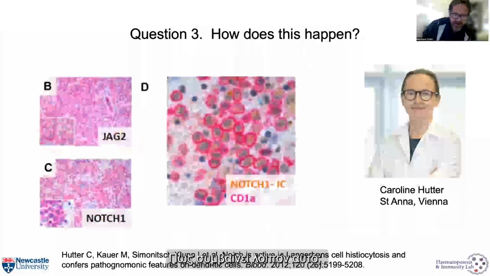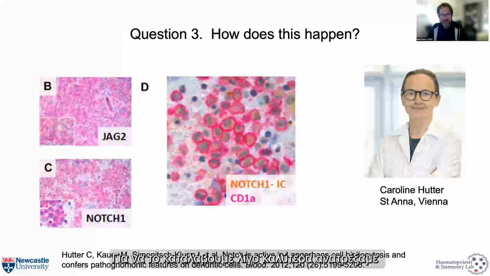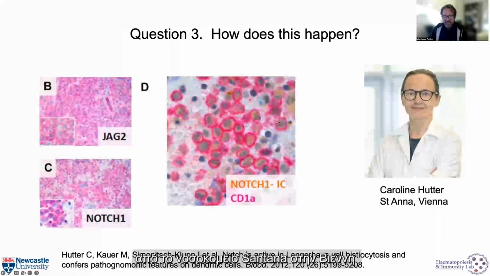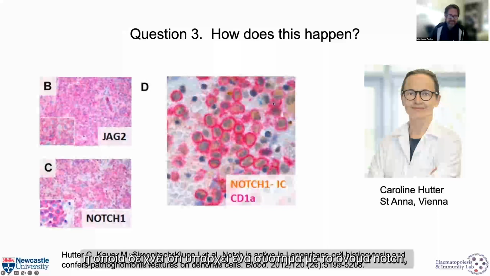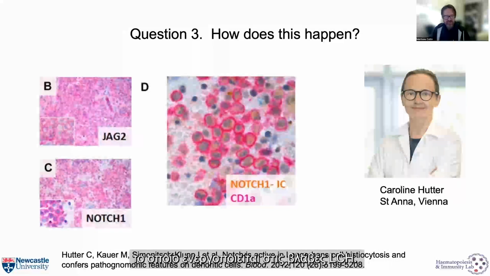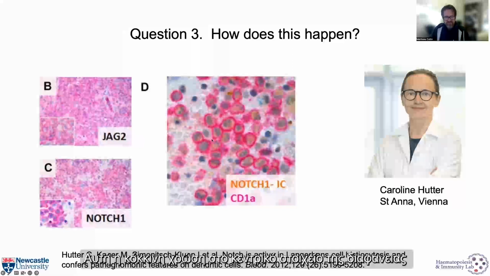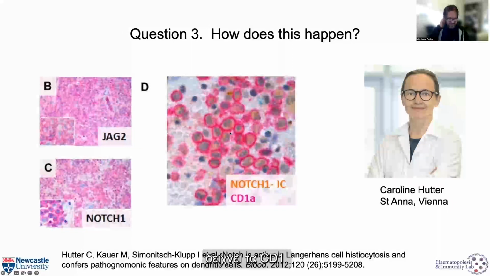So how does this happen? In order to understand this a bit better, we went back to some work published by Caroline Hutter at the St. Anna Hospital in Vienna. And she previously showed that there was a system known as Notch, which is a signaling system between cells that was active in LCH lesions. So this red staining in the middle panel shows the expression of CD1a showing Langerhans cells, and you can see the brown in the middle shows the expression of Notch, indicating that there is Notch signaling active in LCH lesions.